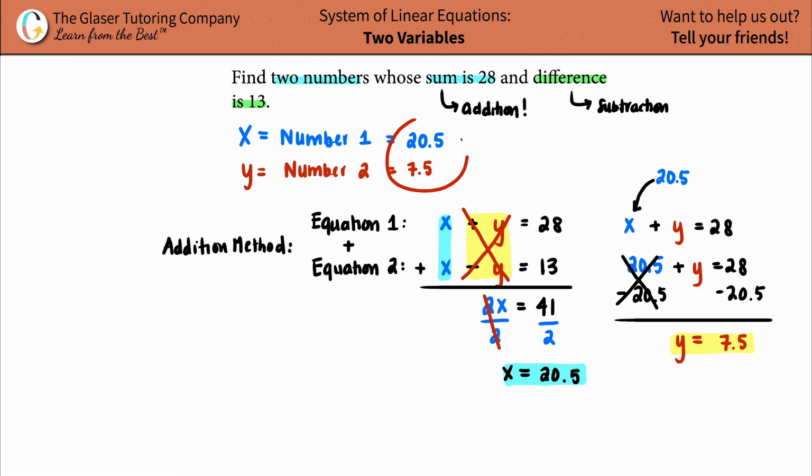And if we add these up, we get the 28. And if we subtract them, we get the 13. So our two values are 20.5 and 7.5. And that's it. There are your two values. And we are done.